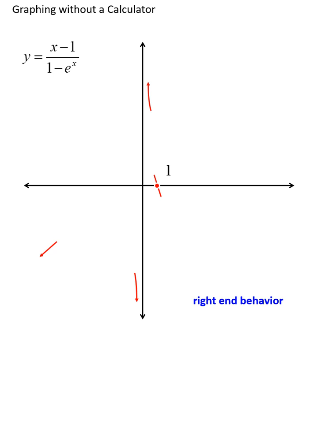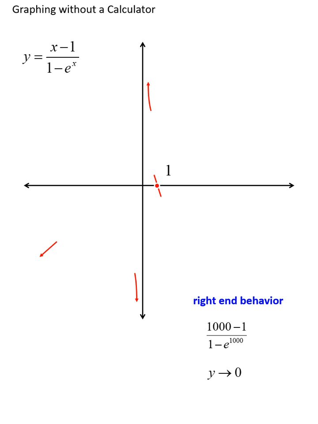Now, as far as the right end behavior goes, let's plug in positive 1,000. My conclusion here is that the number that you're looking at right there, even without a calculator, has got to be very, very close to 0. Why is that? Here we have e to the positive 1,000. E to the 1,000 is probably too big for a calculator.